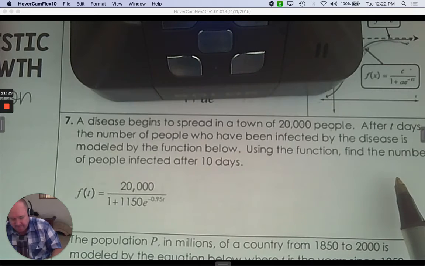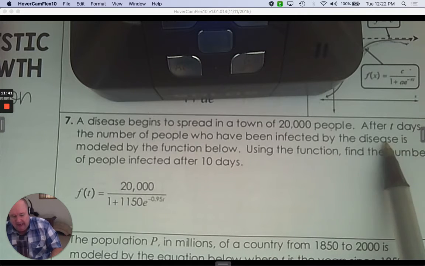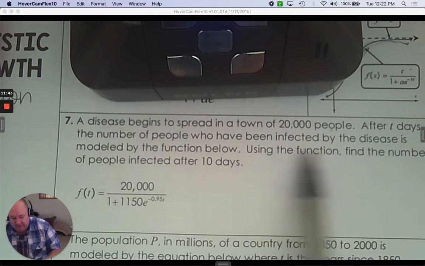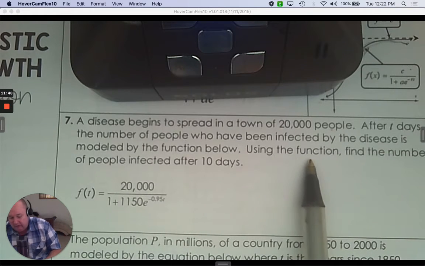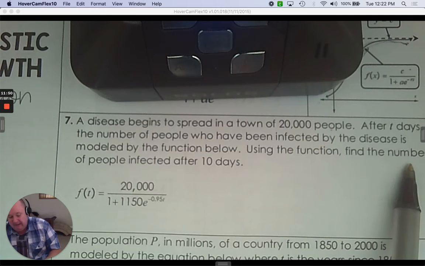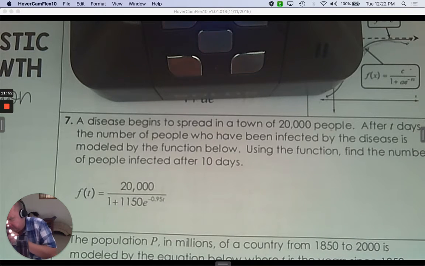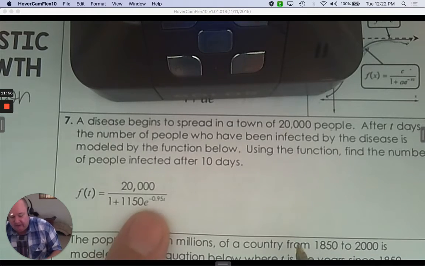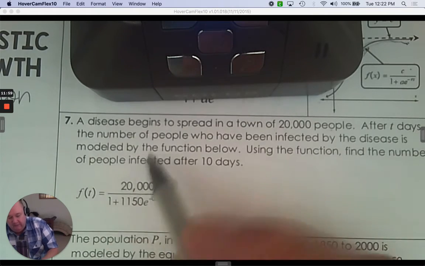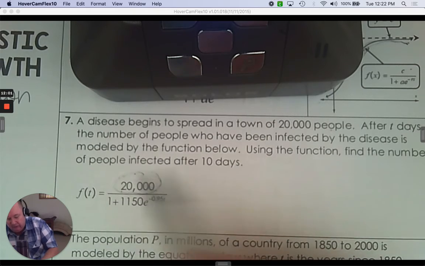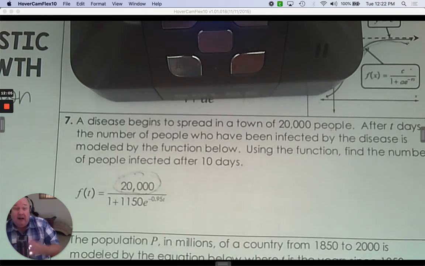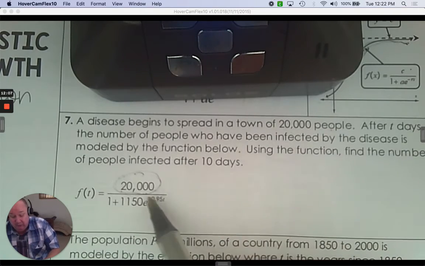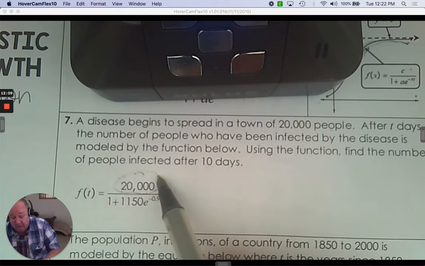Okay, so after T days, the number of people who have been infected by the disease is modeled by this function below. Using this function, find the number of people infected after 10 days. So really all you have to do, because it's given to you, is plug this in. Now, the asymptote here, as it increases, 20,000 is the number of people in the town. So obviously it can't get past that. So when everybody's infected, the number is 20,000.